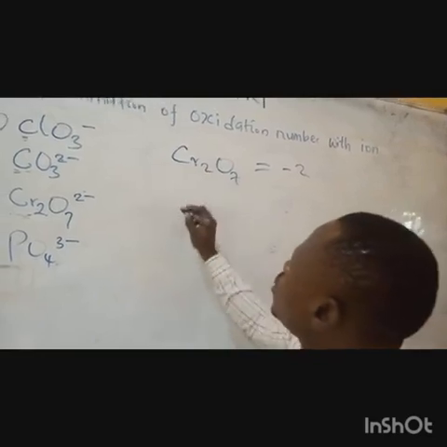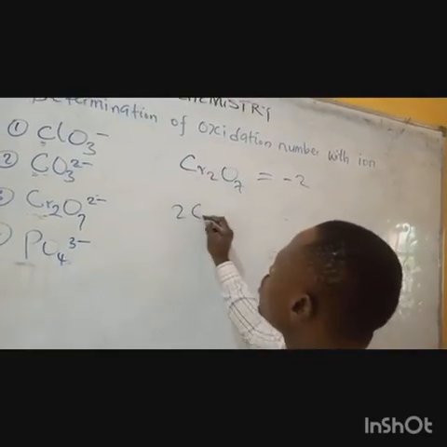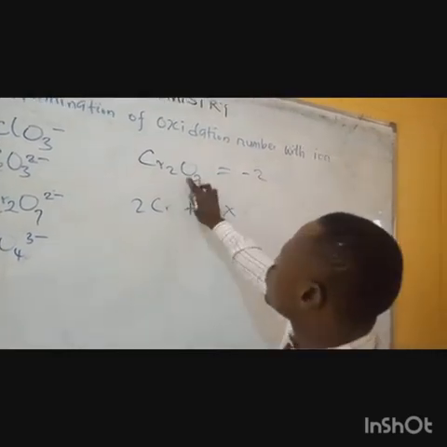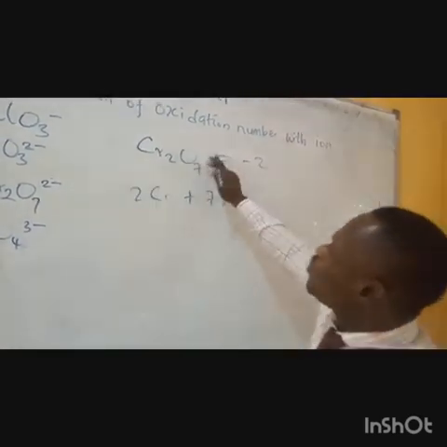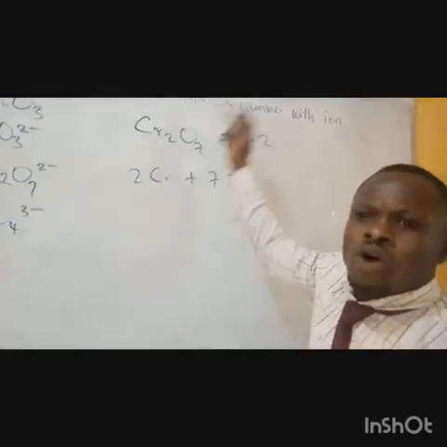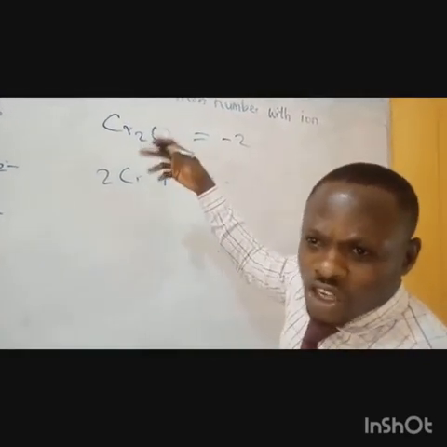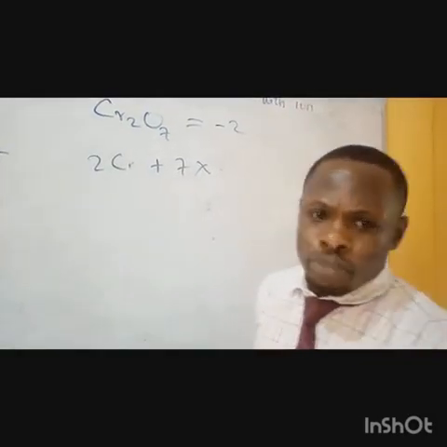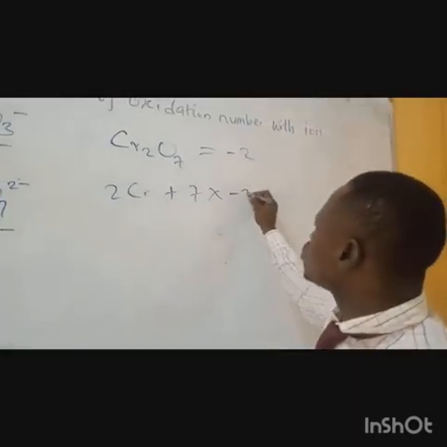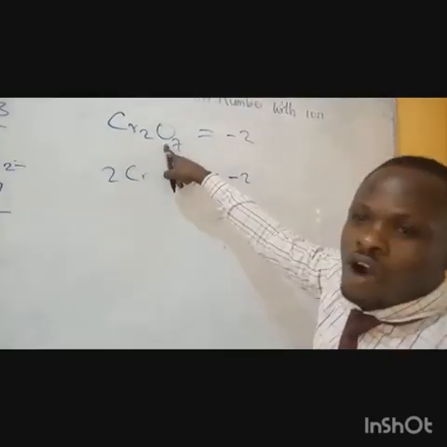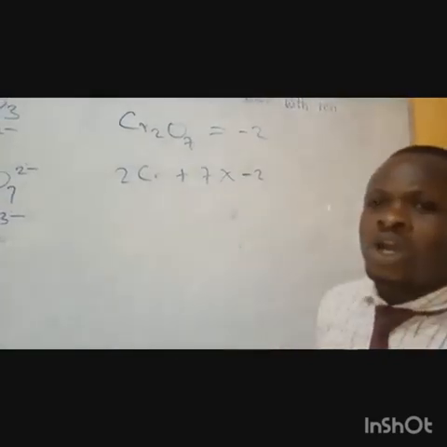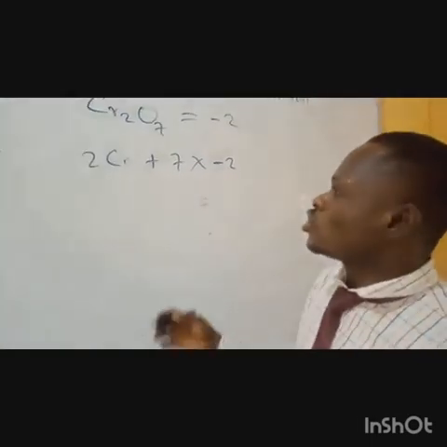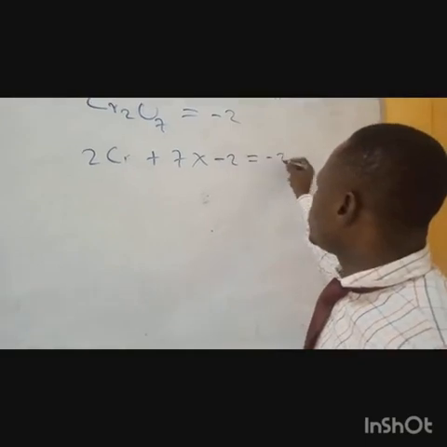So we already know that we are looking for chromium. So 2 chromium plus 7 times the oxidation number of oxygen. If you don't know the oxidation number of this element, go search for more videos in Ojemai TV. You will see the oxidation numbers already arranged according to the periodic table. So we have minus 2 here because that is the oxidation number of oxygen. When oxygen is bound to any element, it exhibits an oxidation number of minus 2. So it is equal to minus 2.